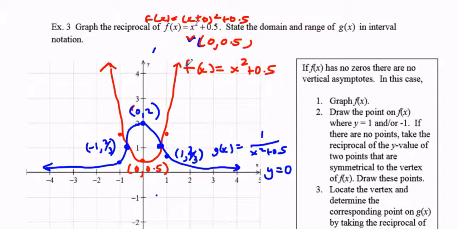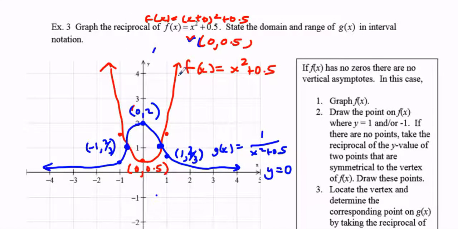Now the other property that we talked about was the fact that the intervals that are negative on the reciprocal are also negative on the original, and vice versa for positive. So if we look at this one, this one is positive in all of the intervals from negative infinity to infinity, and also the red one is positive from negative infinity to infinity.